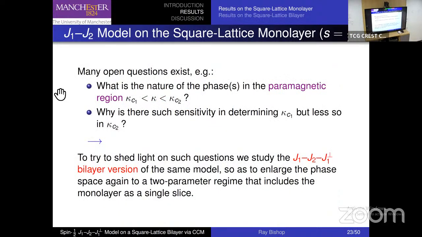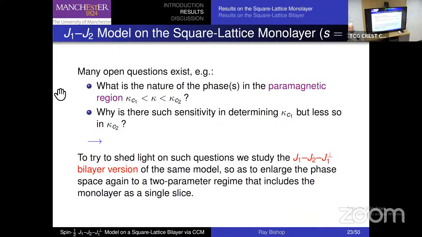So what's the nature of the phases? Why is there such sensitivity in determining these values? And in particular, what I was interested in was answering this question. One of the ways you can shed light on that is to try to complicate the problem, in the sense of introducing an extra coupling, enlarging your phase space.